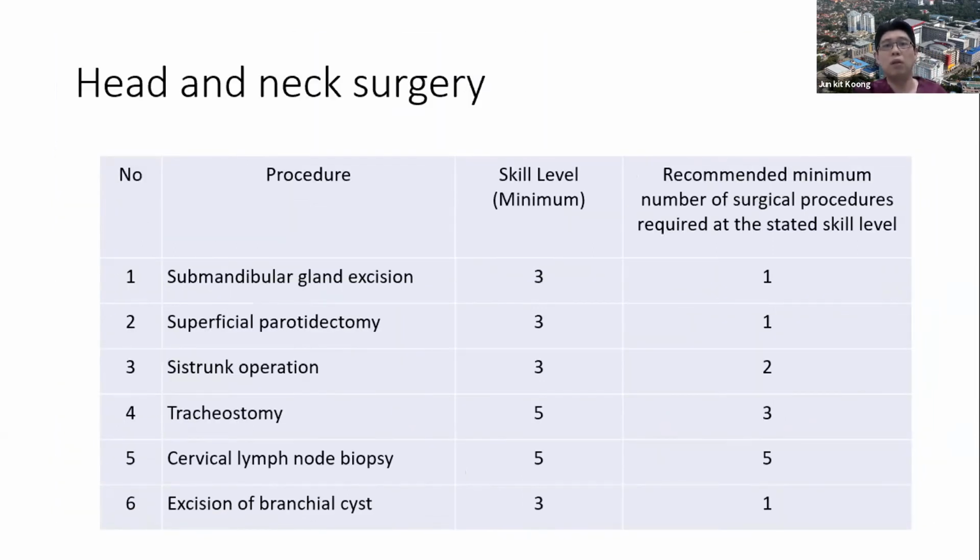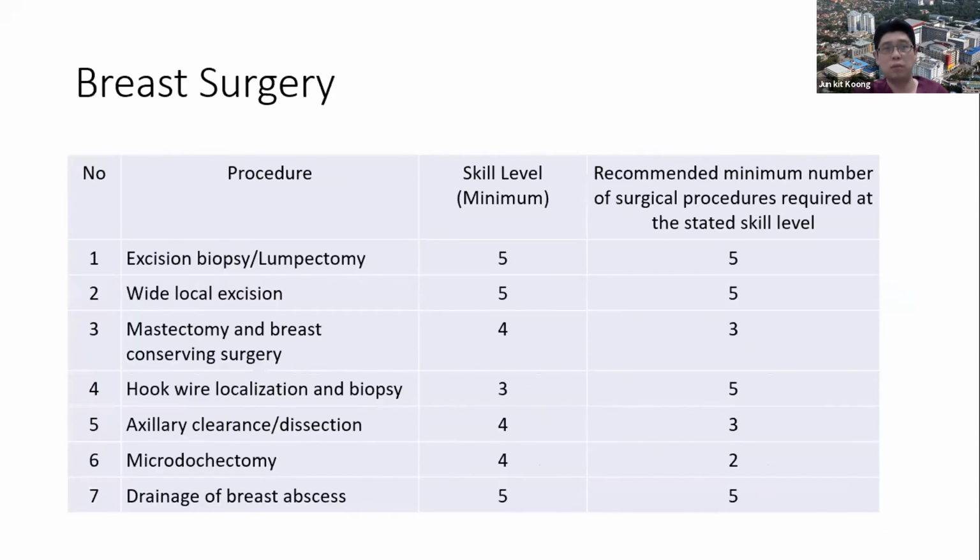Now, all this coming on are the recommended ones for you to have, and also the stated skill level, and the number that you need to have. For example, here in neck surgery, I know a lot of you probably wouldn't have this. But you need a skill level 5 of lymph node biopsy, probably there's no issues. Tracheostomy, a lot of you will be doing already. The rest 3, basically, we're not too strict about that.